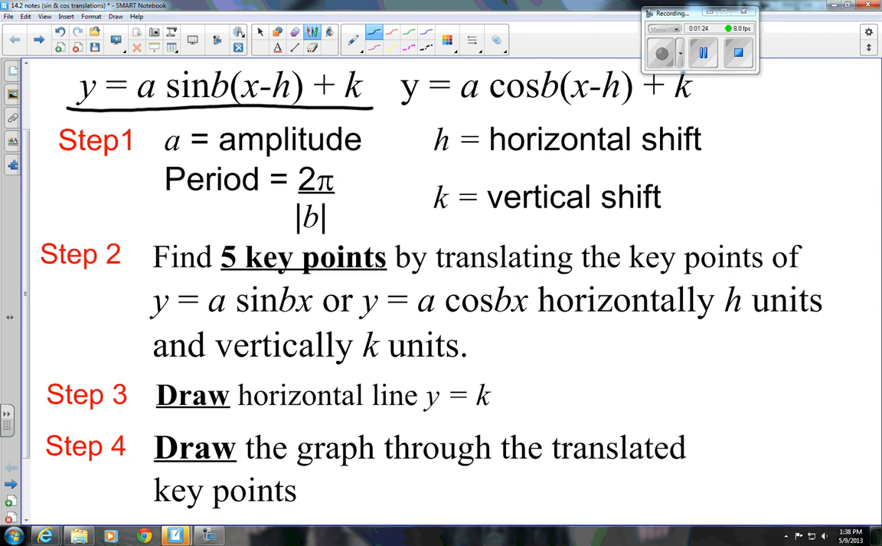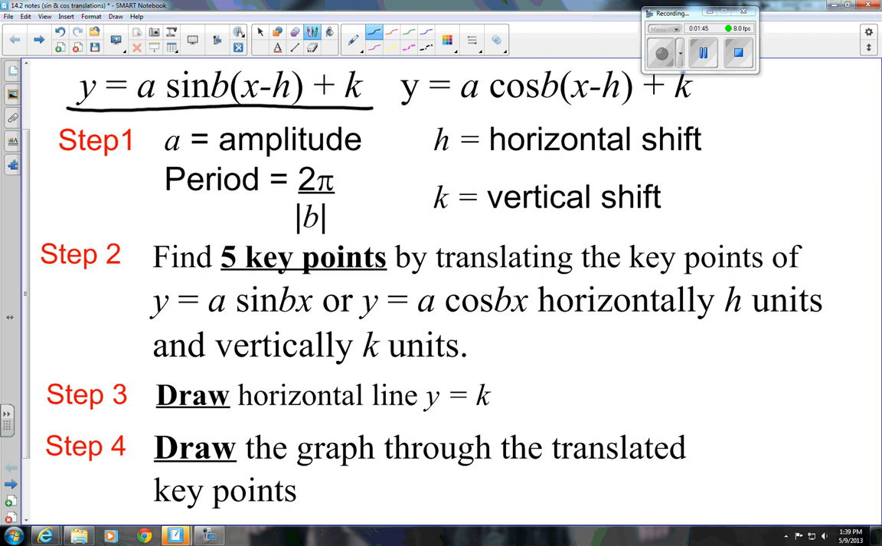First, a is the amplitude. You know how to do that. That's what you've been doing. To find the period, you take 2 pi divided by the absolute value of b. Then you look at the horizontal shift, which is the h, and the vertical shift, the k.